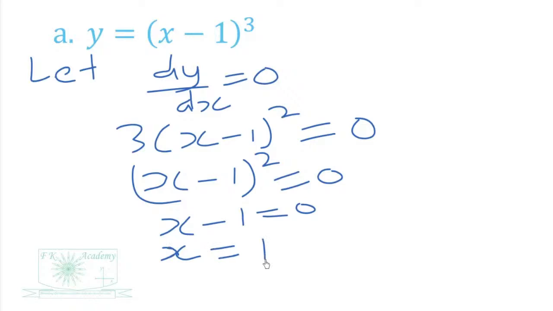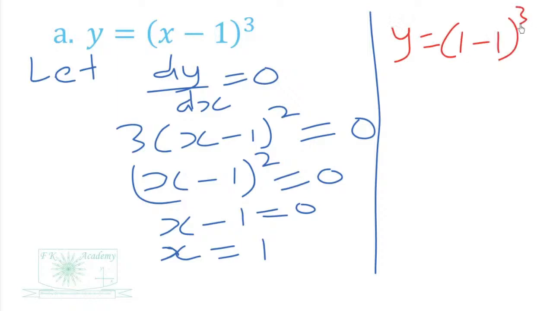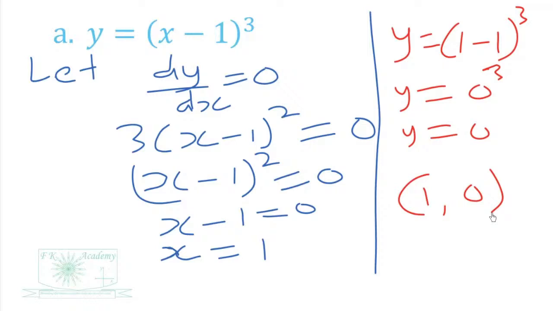Now that we found x to be 1, we can find the value of y. We substitute the value of x, and that gives us y to be equal to 1 minus 1 cubed. So y will be equal to 0 cubed, which is 0. The stationary point to be 1, 0.